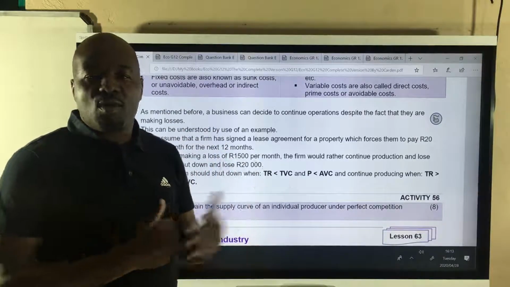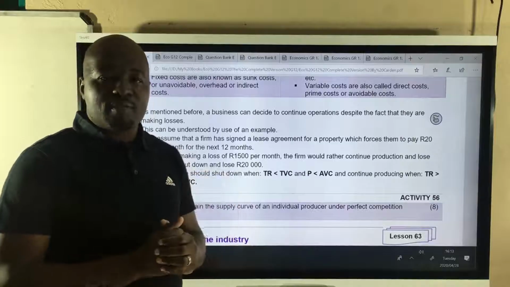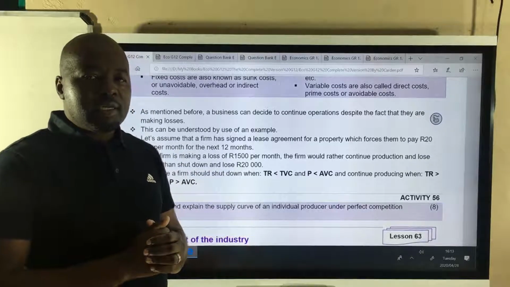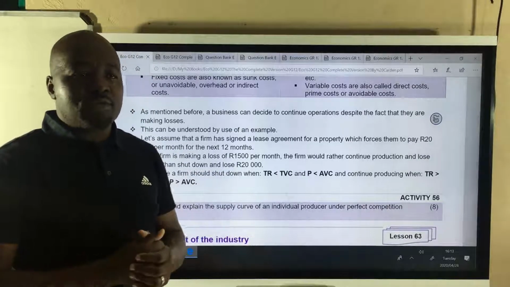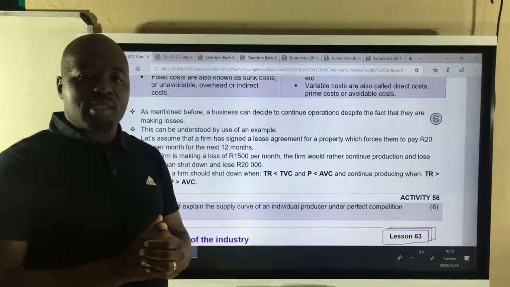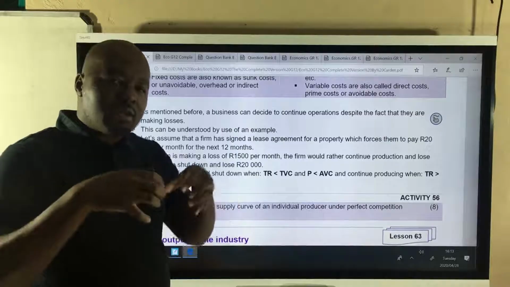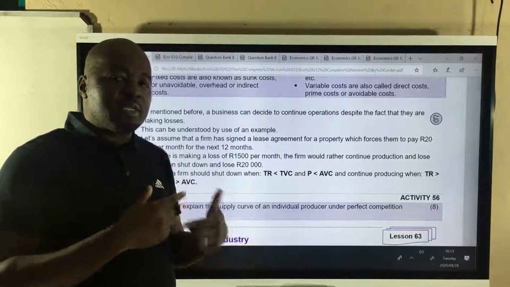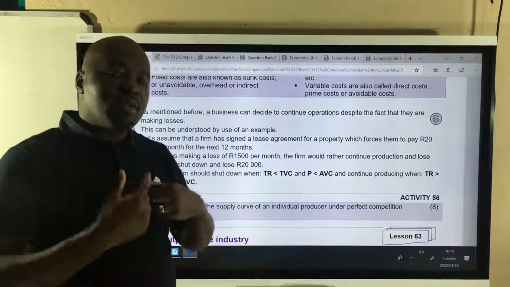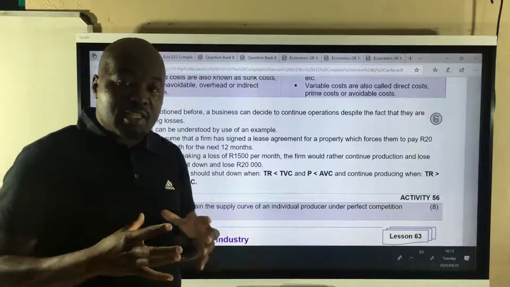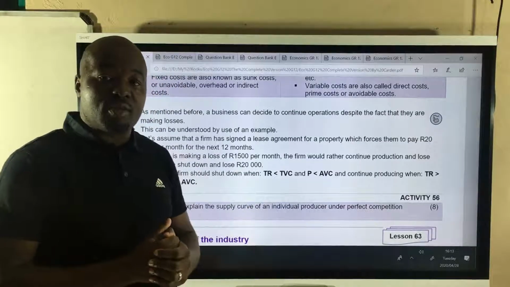So if your fixed cost is 20,000 and you shut down, you still have to pay the 20,000. So if my current loss, if I'm running my business, is 1,000 rand, I would rather continue and lose 1,000 than shut down and still have to pay the 20,000.